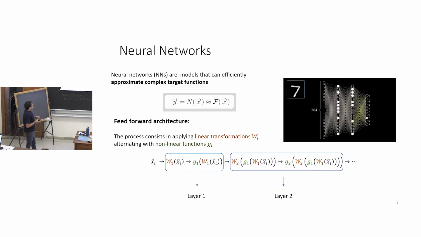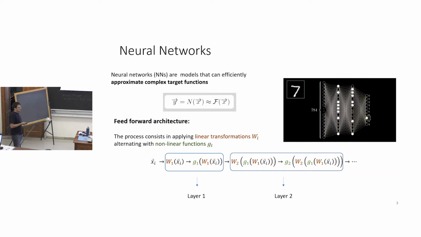So we all know what neural networks are. Neural networks are very important, very useful tools to approximate very complex target functions. And the most common architecture, the most used one, is the feed-forward architecture. That is the one shown in this animation. And in this architecture, the nodes are organized in different layers. So the input signal enters the first layer, and then the signal is propagated layer by layer until it reaches the last layer where we compute the loss.